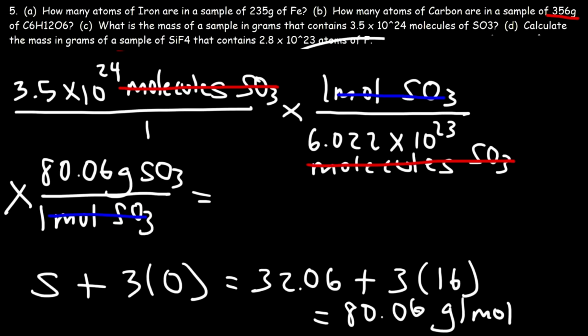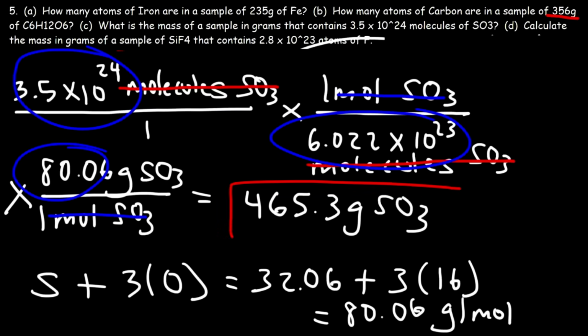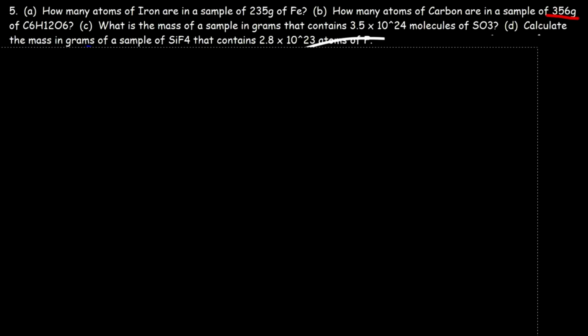And now let's perform the calculations. So it's going to be this number, 3.5 times 10 to the 24 divided by Avogadro's number. And right now you should have like 5.812, and then we're going to multiply it by 80.06. And so the final answer is 465.3 grams of SO3. And so that's it for this example. Now let's move on to part D, the last part of this problem.